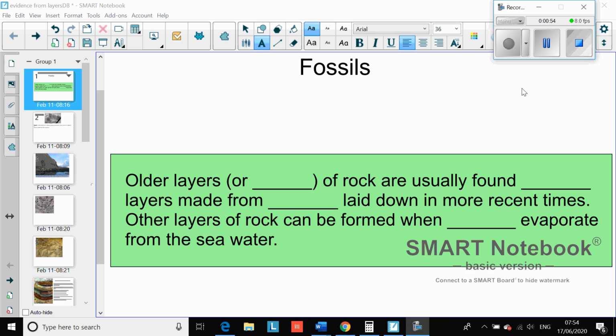Okay, welcome back. So today we are going to be looking at how we get fossils. The first thing I'd like to do is have a quick go at trying to fill in the blanks in this. Once again, you can pause the video, copy it down, and see if you can fill in the blanks. This is just a quick exercise, shouldn't take you more than a couple of minutes. Okay, so pause it and do it now, please.